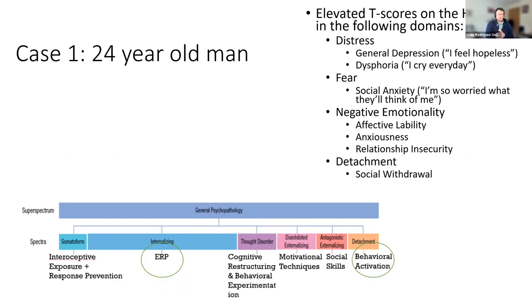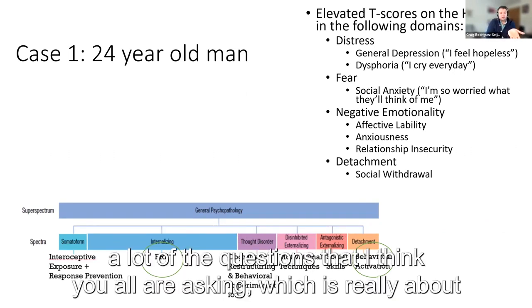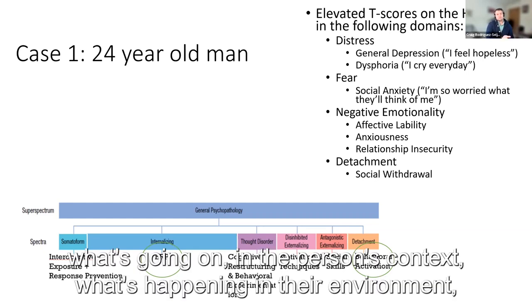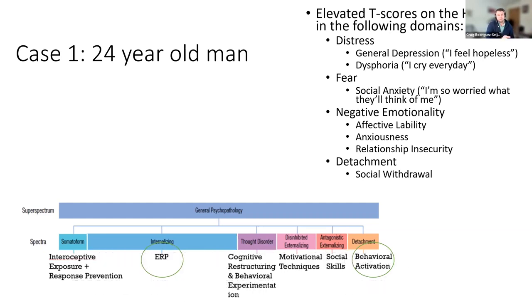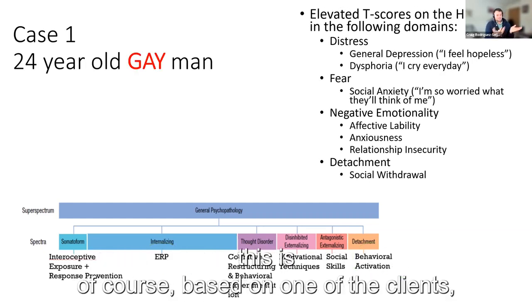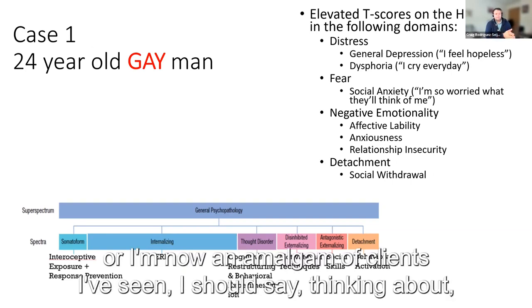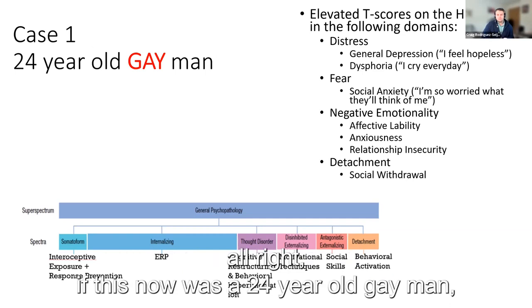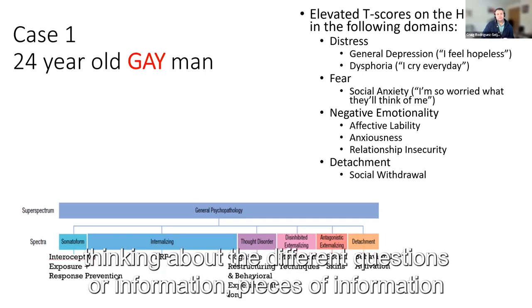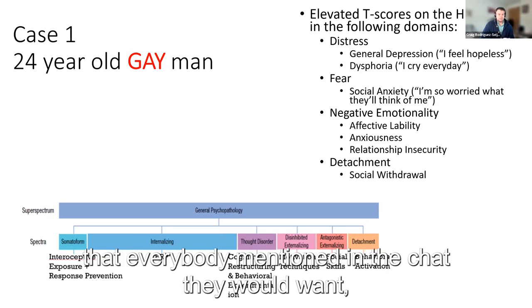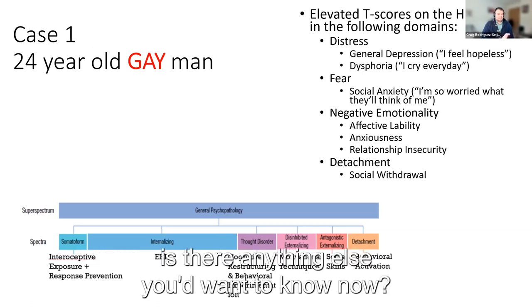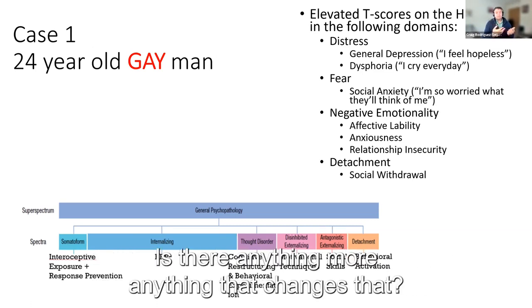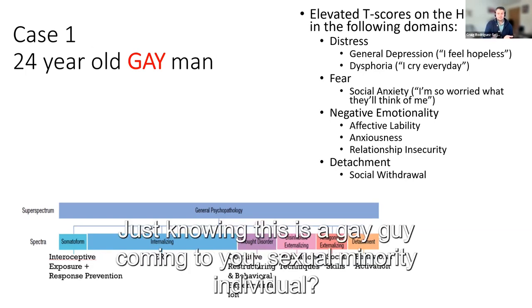Now, a lot of the questions you're asking are really about what's going on in the person's context, what's happening in their environment. Based on my own expertise, and this is of course an amalgam of clients I've seen, thinking about it as if this were a 24-year-old gay man, and the different pieces of information everybody mentioned in the chat. Is there anything else you'd want to know now? Does anything change just knowing this is a gay guy, a sexual minority individual, coming to you?